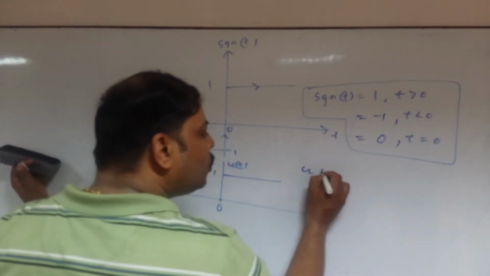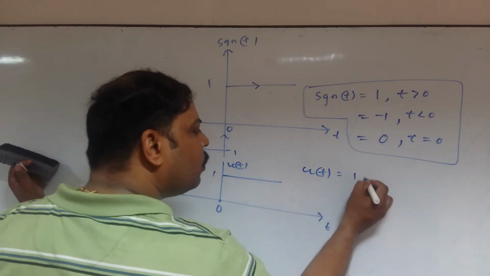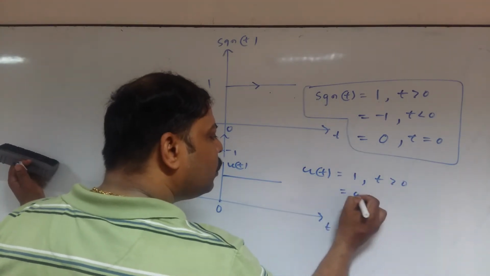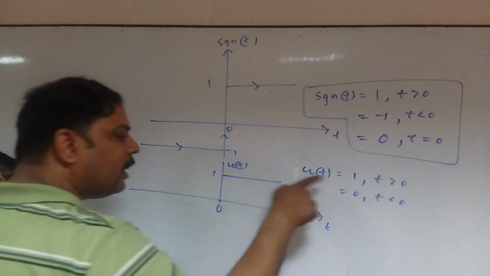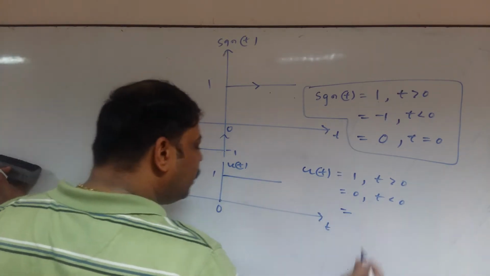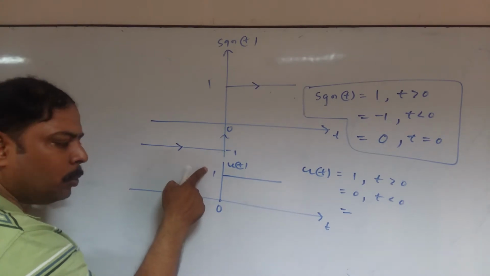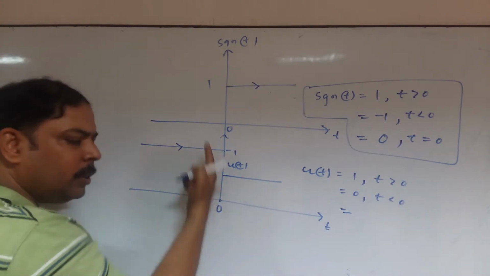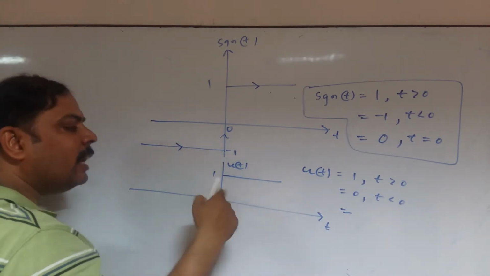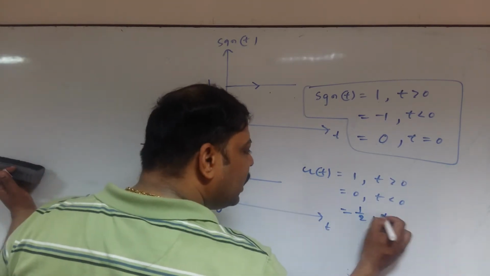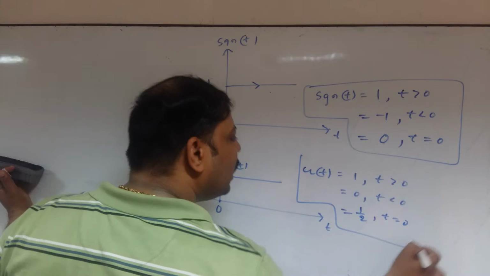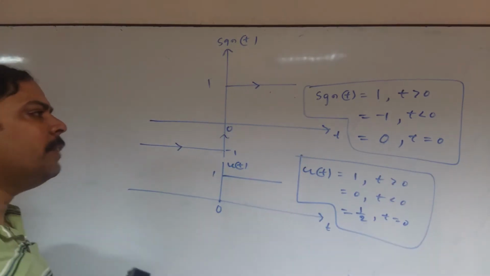Knowing this, how do we define u(t) mathematically? u(t) is equal to 1 for t greater than 0, and equal to 0 for t less than 0. When t is less than 0, its value is 0. When t is greater than 0, its value is 1. And at t equal to 0 it is obviously (0 plus 1) by 2, because there is a discontinuity. If there is a discontinuity, you have to take the average value, as I have told. So this value is 1 by 2 at t equal to 0. This is the definition of the unit step signal.